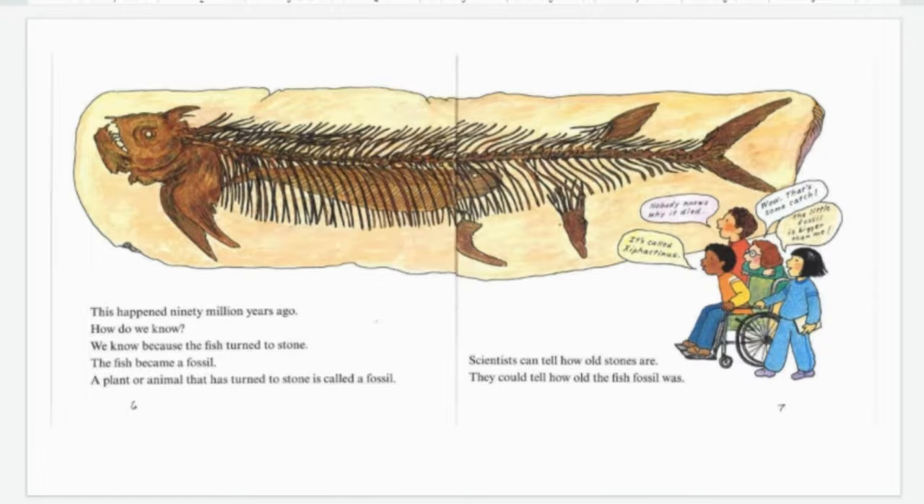How do we know? We know because the fish turned to stone. The fish became a fossil. A plant or animal that has turned to stone is called a fossil. Scientists can tell how old stones are. They could tell how old the fish fossil was.